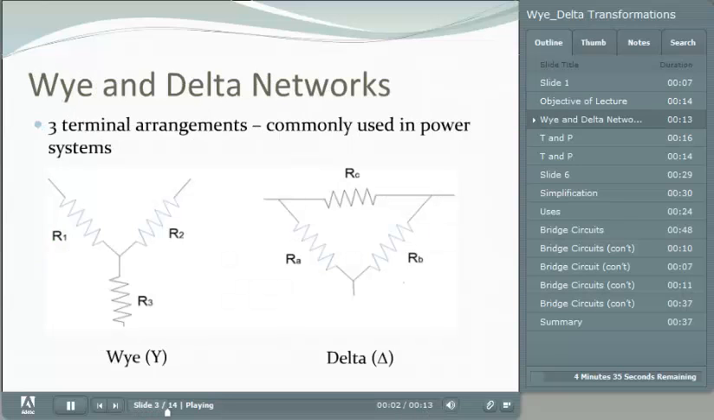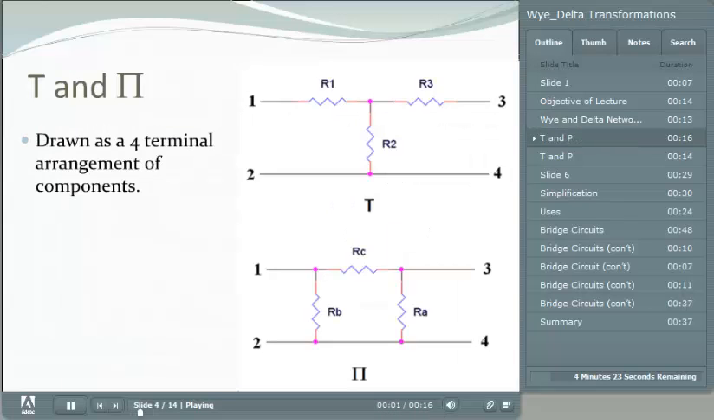Wye and Delta networks are three-terminal arrangements of components. Shown here are three resistors in each arrangement. However, capacitors and inductors may also be used. These circuits may also be drawn as four-terminal arrangements of components.